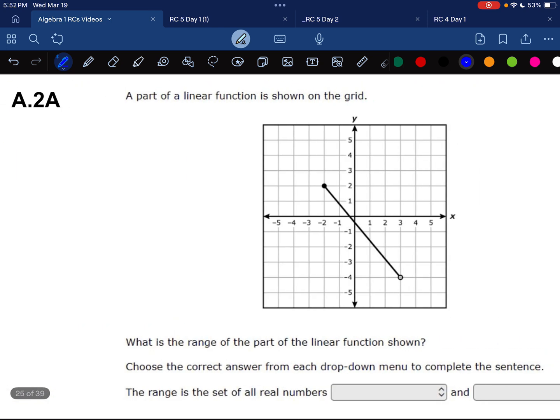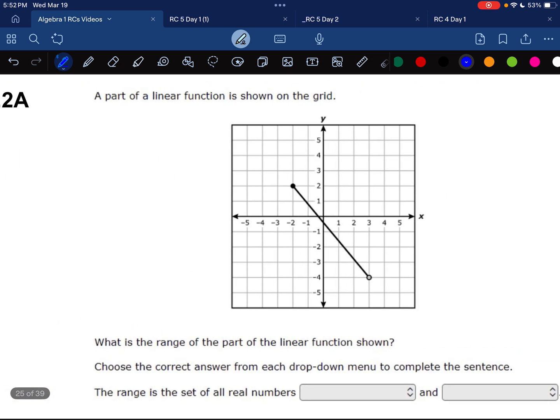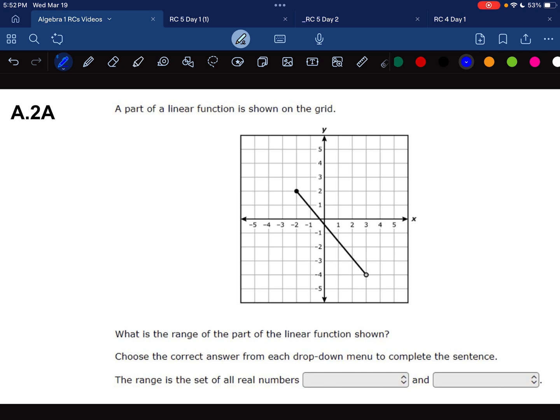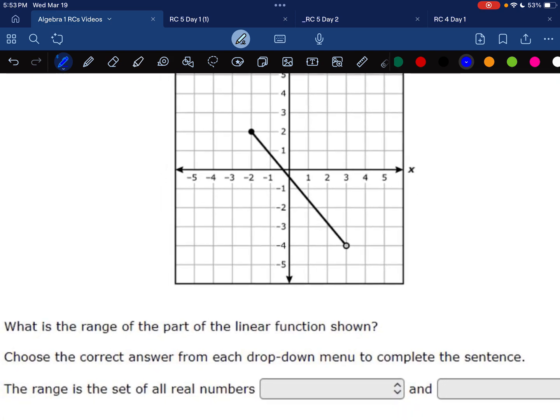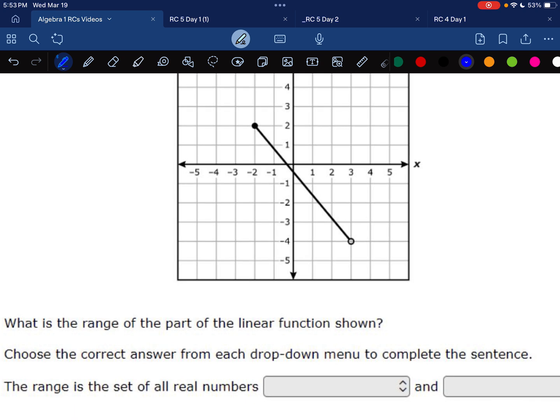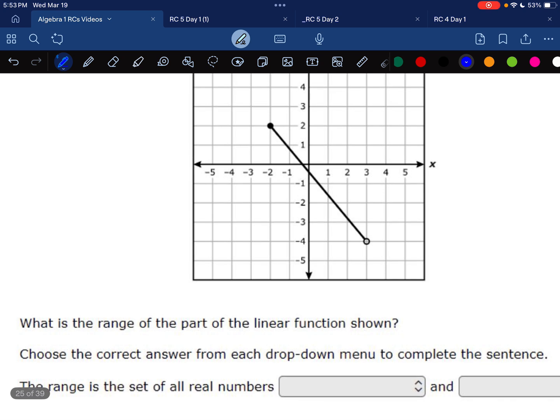Okay. All right, looking at this problem. It says a part of a linear function is shown on a grid. What is the range of the part of the linear function shown? Choose the correct answer from the drop-down menu to complete the sentence. The range is the set of all real numbers blank and blank. Okay, so first things first, we're going to actually do the whole thing without acting like we had a multiple choice answer. All right, so the question is saying, what is the range?